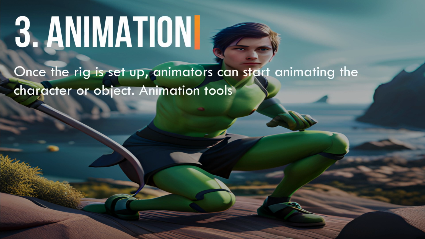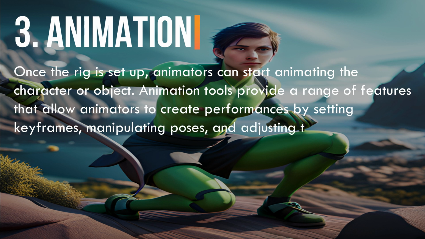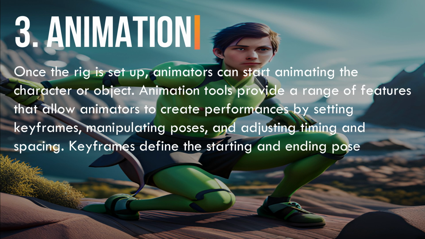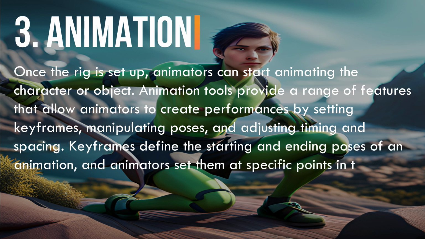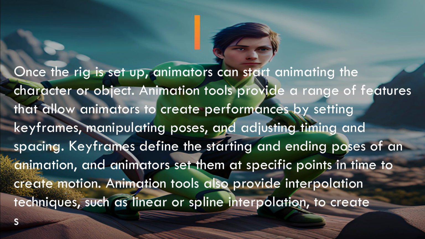3. Animation. Once the rig is set up, animators can start animating the character or object. Animation tools provide a range of features that allow animators to create performances by setting keyframes, manipulating poses, and adjusting timing and spacing. Keyframes define the starting and ending poses of an animation, and animators set them at specific points in time to create motion. Animation tools also provide interpolation techniques, such as linear or spline interpolation, to create smooth transitions between keyframes.